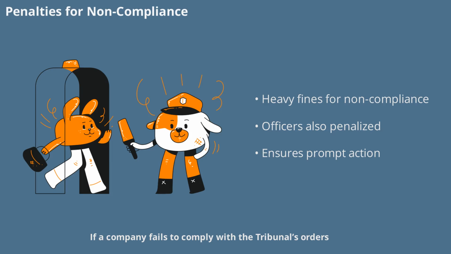If a company fails to comply with the tribunal's orders, it faces significant fines. The company can be fined between 1 lakh and 25 lakh rupees, and defaulting officers can be fined between 25,000 and 1 lakh rupees. This ensures that companies take tribunal orders seriously and act promptly to implement them.